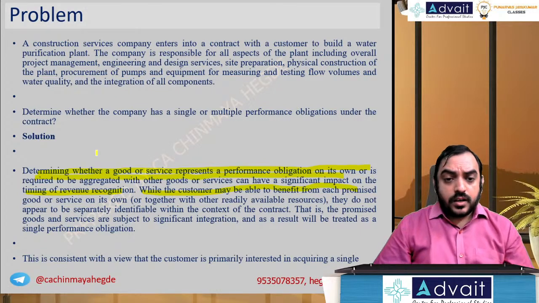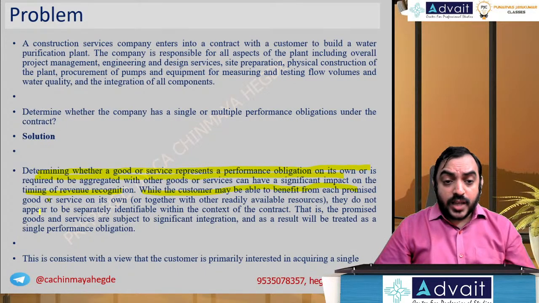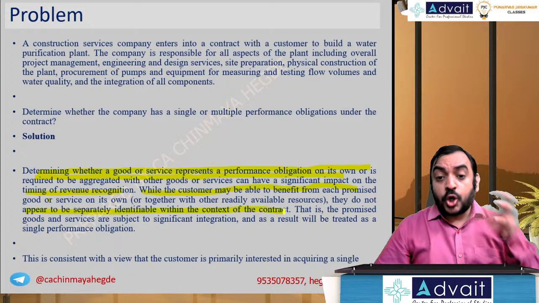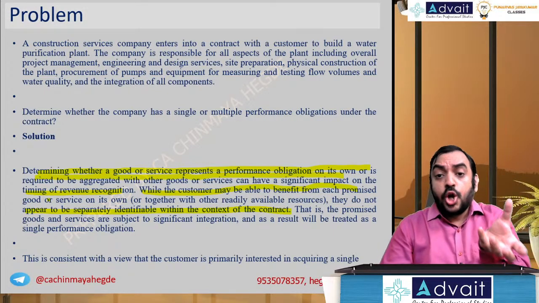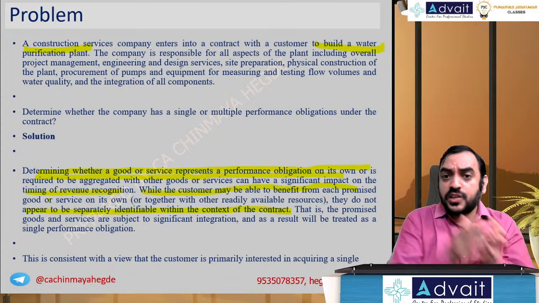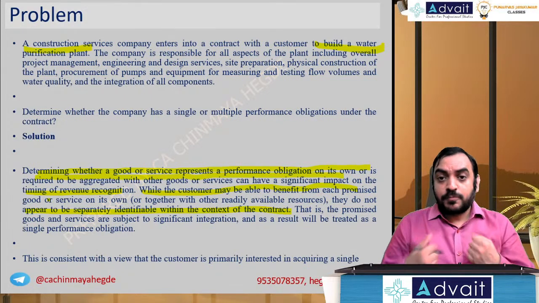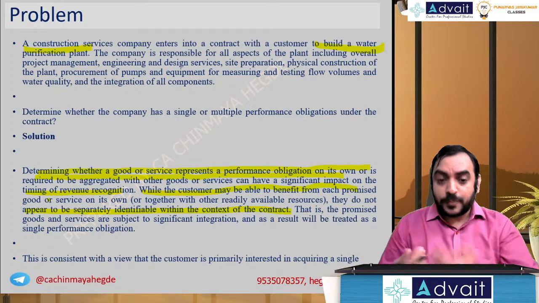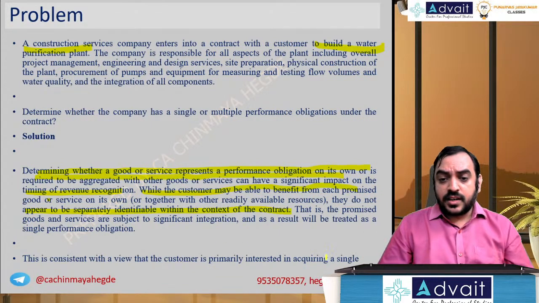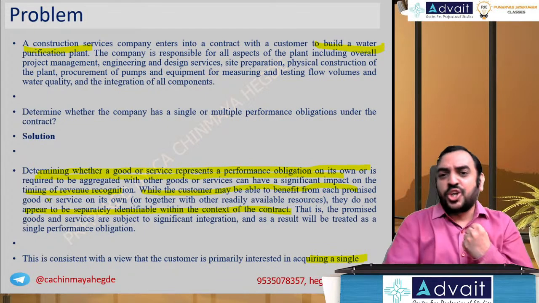Okay, let's read. While the customer may be able to benefit from each component, promised goods and services, on its own, they do not appear to be separately identifiable within the context of the contract because the word is obligation. The obligation is to build a water purification plant. It might have small components, but the customer expectation is everything should come at once. Then only the customer can actually make use of it. Therefore, it will be considered as a single performance obligation. So the expectation of the customer is to get the water purification plant, not the individual components.